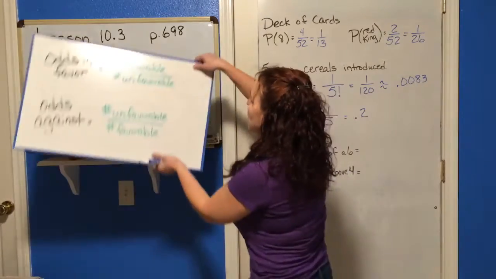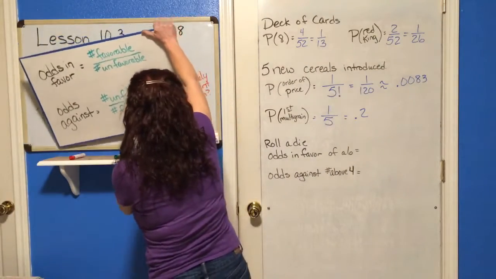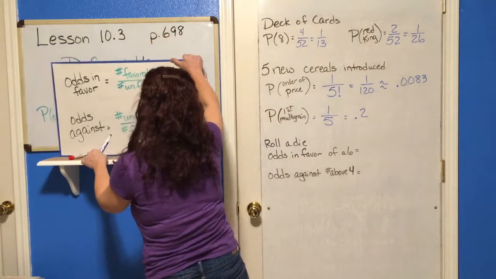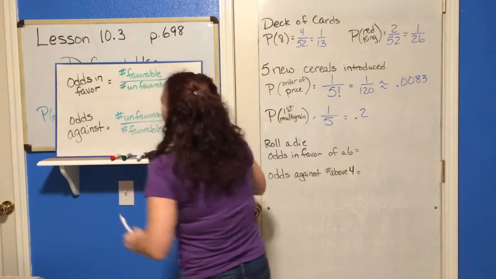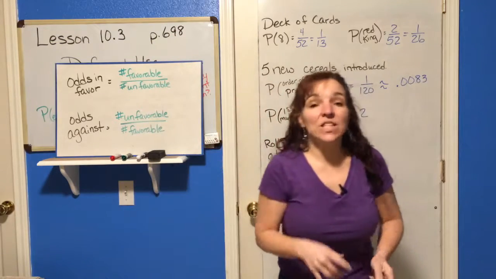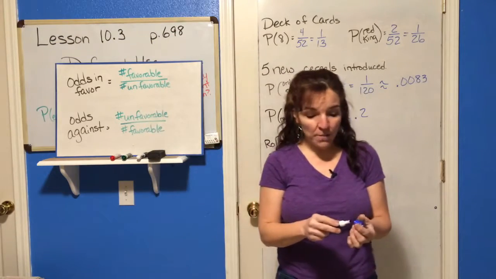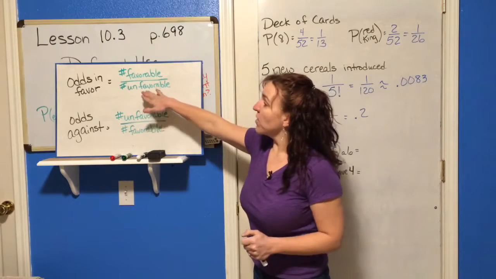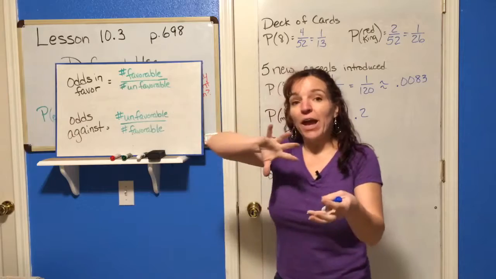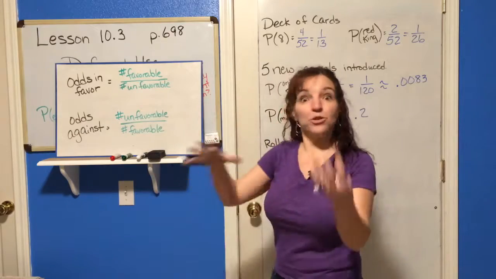What about the odds? You've heard people say, oh, they're going to Vegas, and what are the odds, and odds against, and odds in favor of. The difference is this: when you're figuring probability, you're comparing it to the total. When you're figuring odds, you're comparing to the other side.